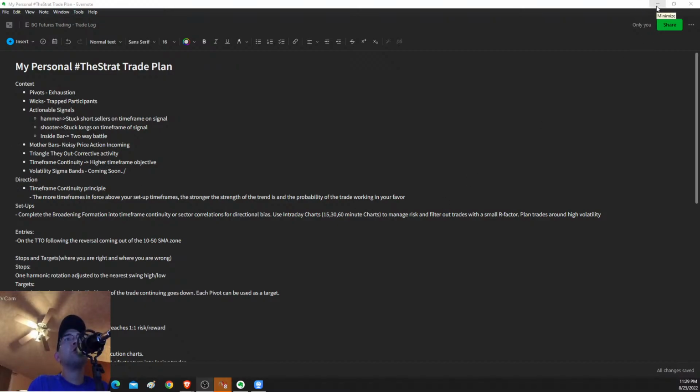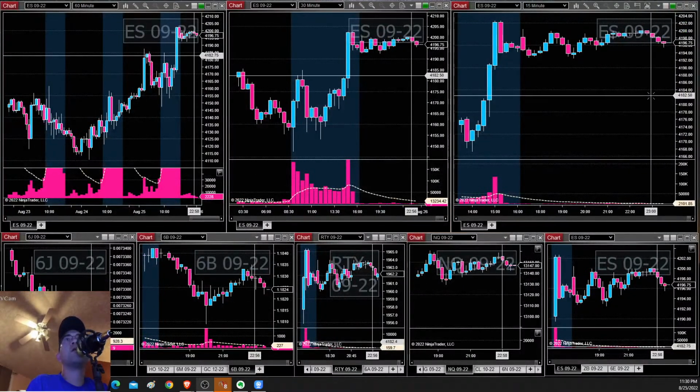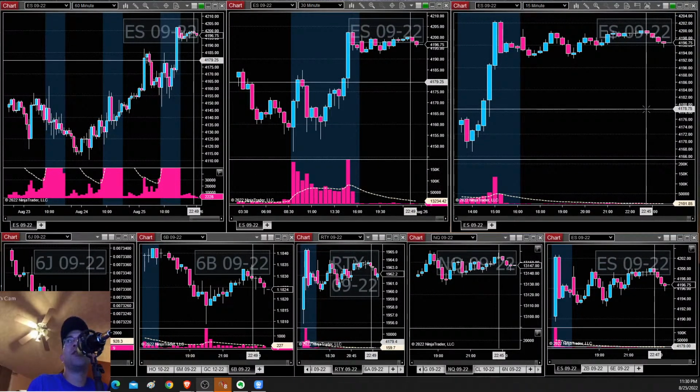So that's piece number one of a trading plan using the Strat: context. This is what I use to develop a narrative. So let me pull up what we're looking at right here.